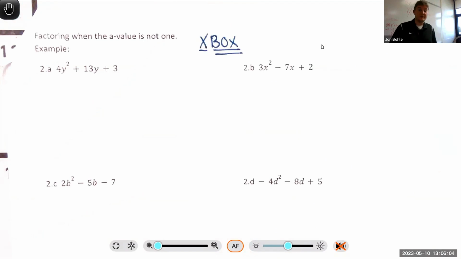So we're going to elegantly name this method the X box method, because we're going to use the X that we just previously did, and then plus the box, which would be like undoing the box method of multiplication.